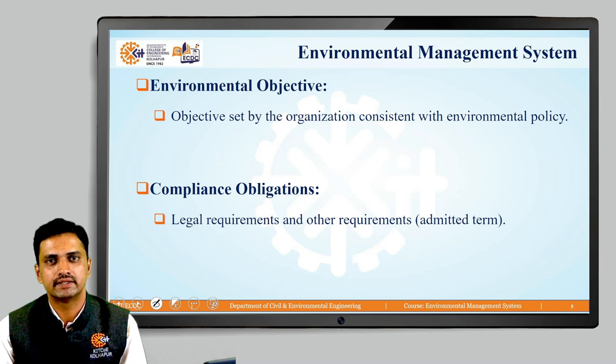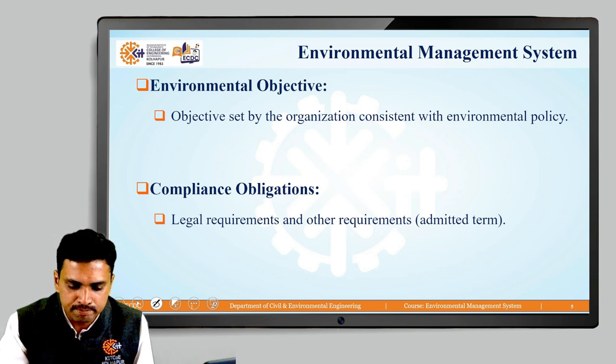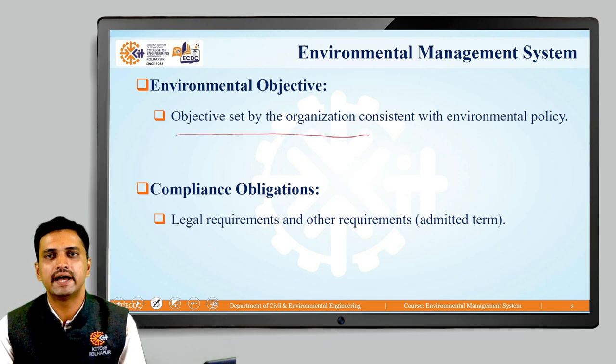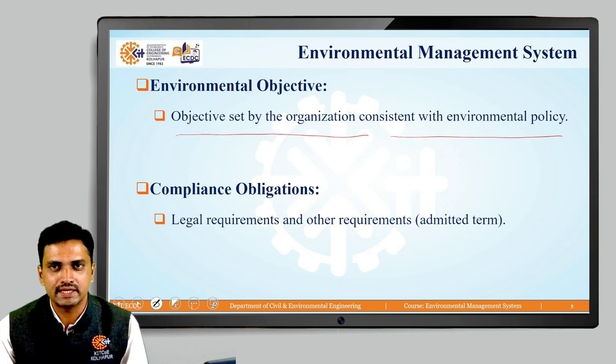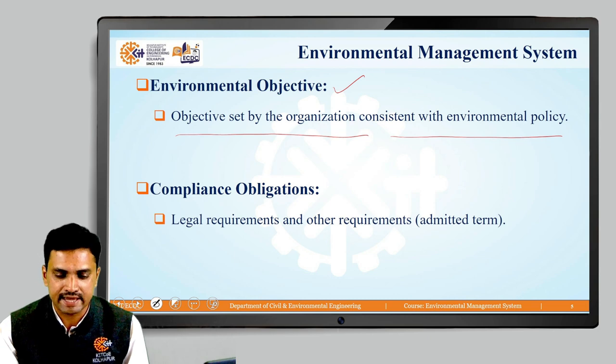In line with these definitions, the next term is environmental objective. An environmental objective is set by the organization and shall be consistent with the environmental policy. Environmental policy is nothing but organization-wide objectives stated with reference to environmental performance. Now, these objectives can be applicable to the entire organization. Related to this environmental policy statement, a particular objective can be taken with reference to a function or an activity. Such an objective is called an environmental objective. Care has to be taken while setting this environmental objective that it shall be consistent with the environmental policy.